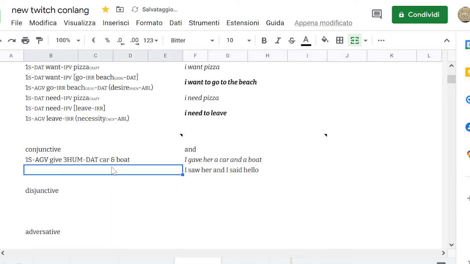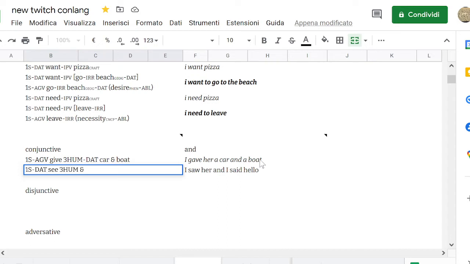Now here we have first person singular dative of see, because you're the recipient of the vision, and we have the same third person human. But here she's the patient, she's what you saw. And we could have an "and", and then another topic, the topic being I. But since the topic is the same, the thing that would make the most sense is to drop the topic here, because it's the same topic, and just say "said hello."